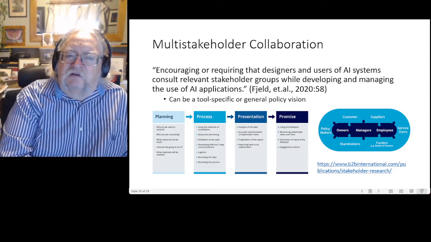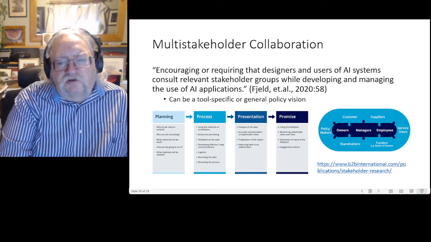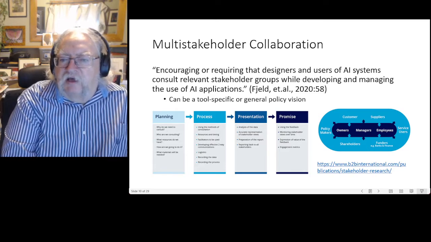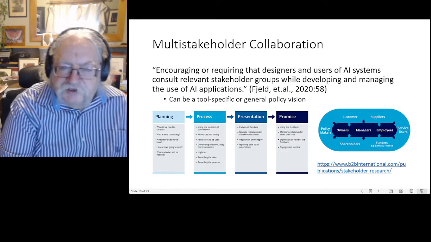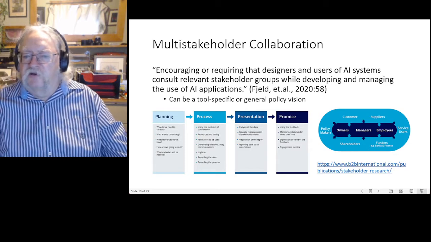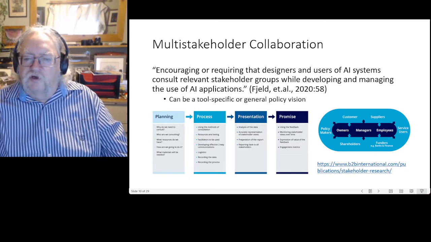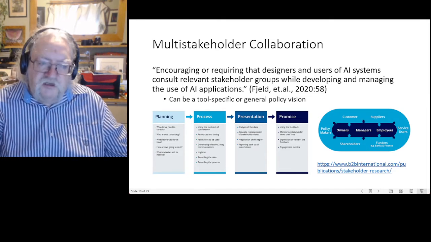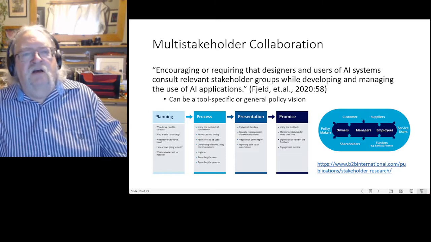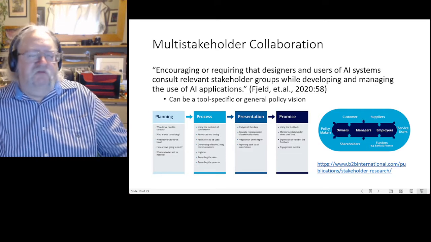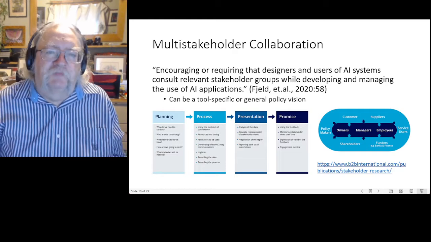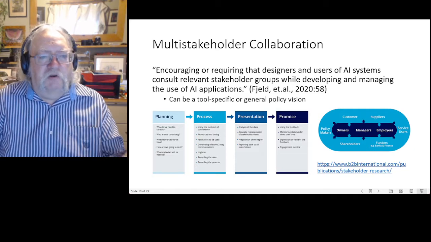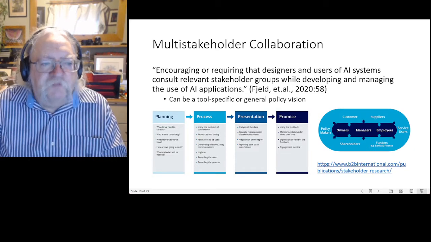This definition of stakeholders might be tool specific, or it might be a wider general policy. It might include policymakers, customers, suppliers, shareholders, if it's a private institution, funders, etc. And of course, include owners, managers, employees, and of course, students. There's a process for stakeholder involvement. In fact, there are many descriptions of processes for stakeholder involvement. I've put up a simple one here: planning process, presentation, promise.